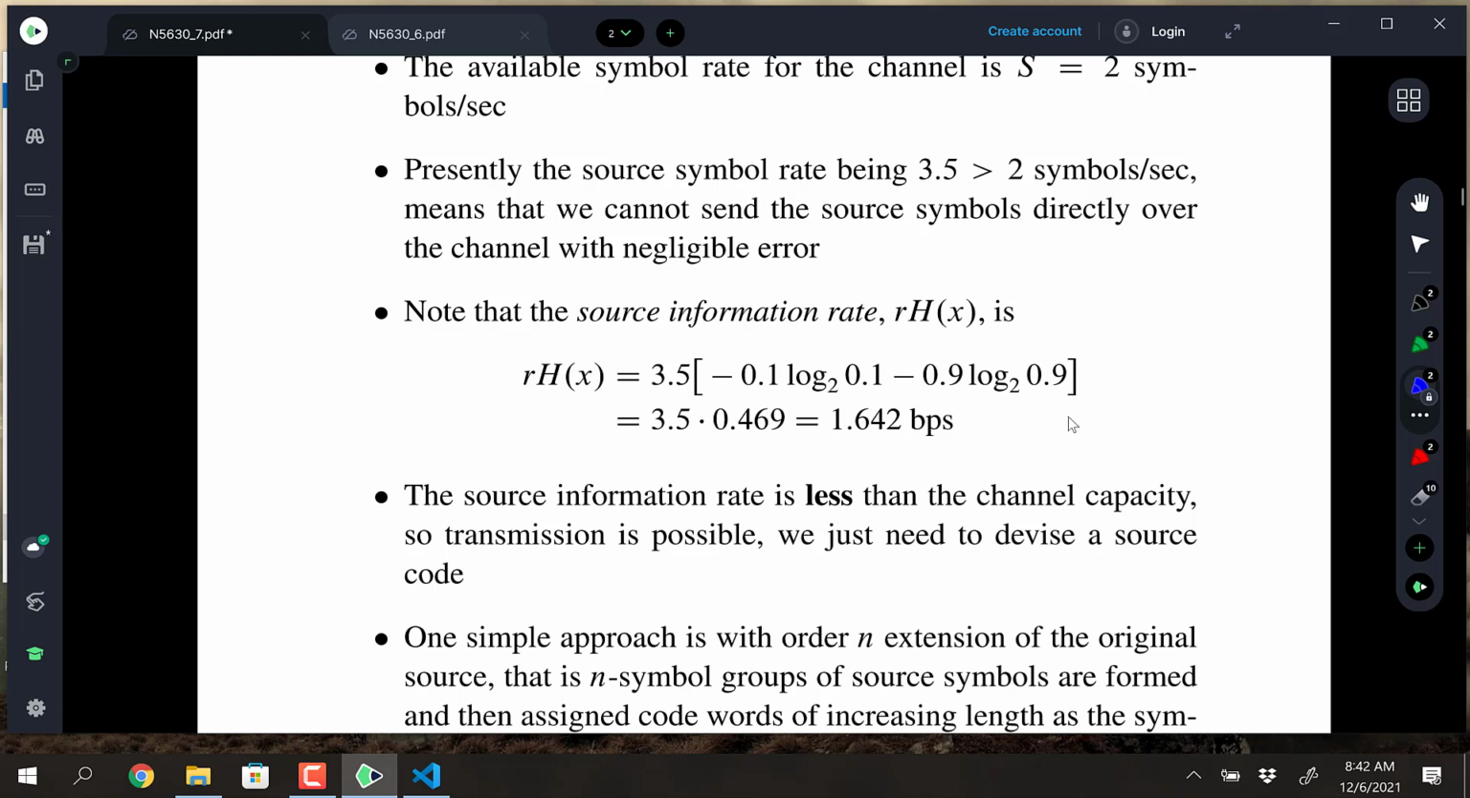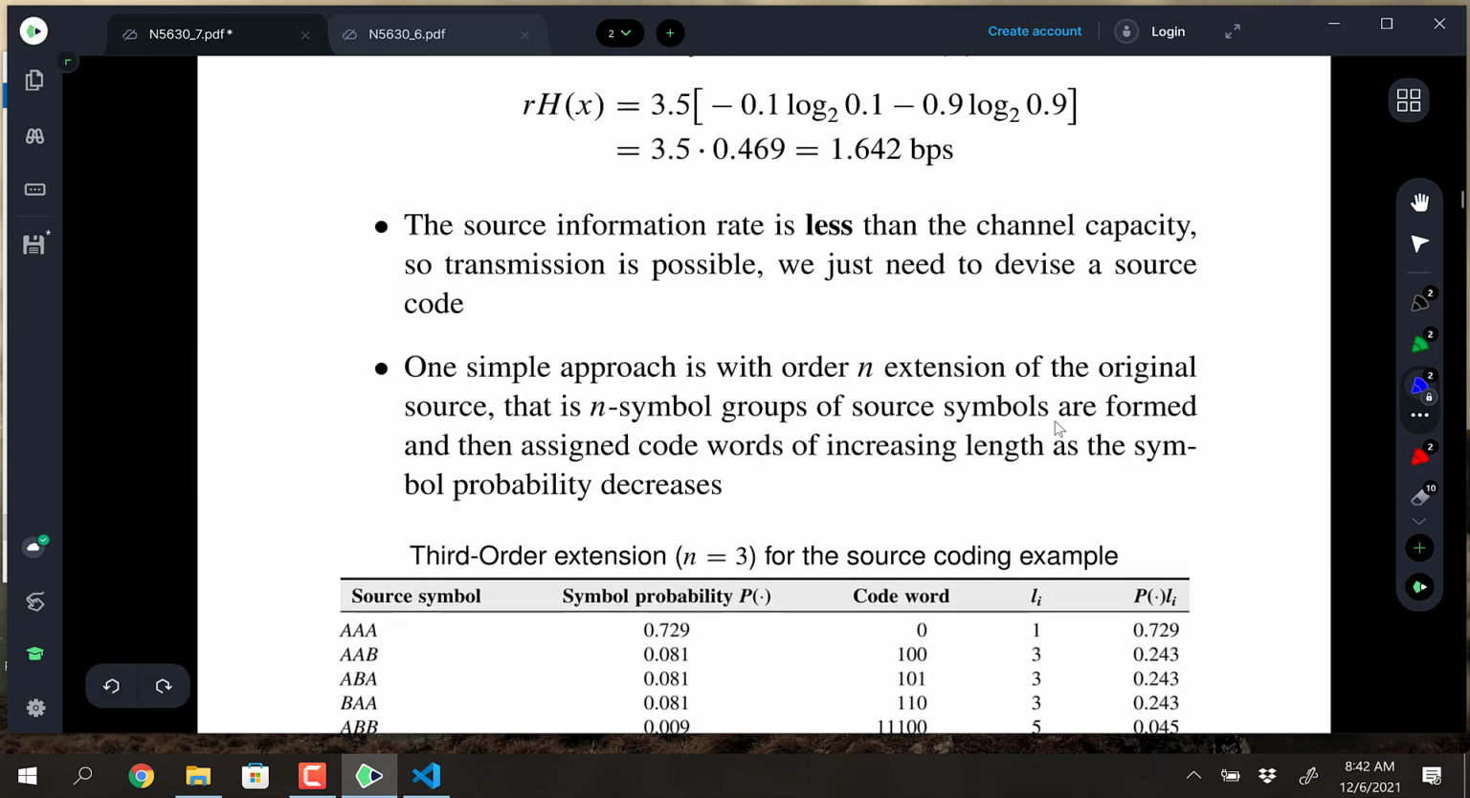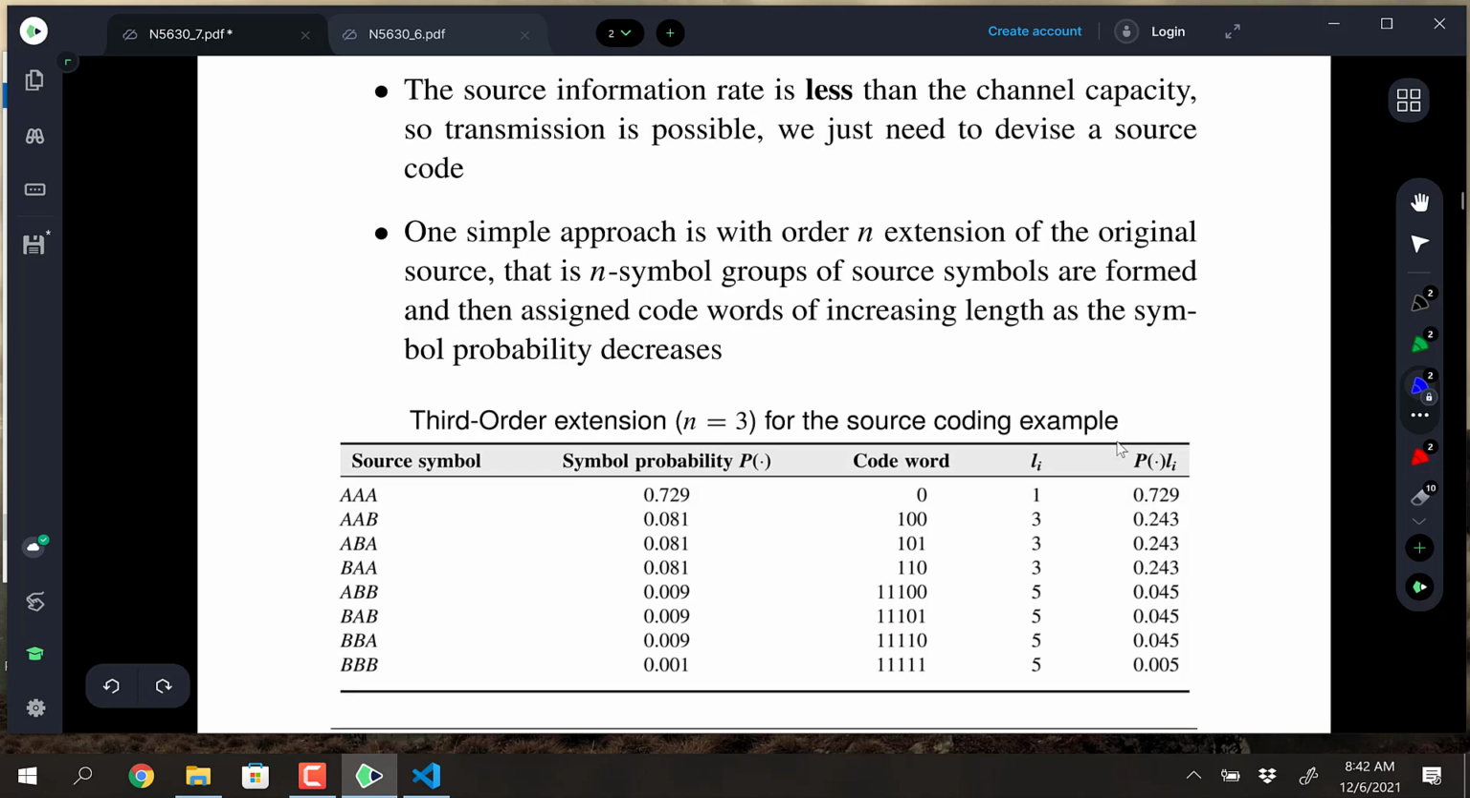Our channel supports 2. It does not support 3.5, but we know from the entropy of the source that it's only 0.469. So we should be able to encode it because we have 2 bits per second available on the channel. So how do we do that? We know that we can get there, and that's what Shannon's theorem says. If we're less than the channel capacity, we can do it. It doesn't tell us how to do it, but it tells us that we can.